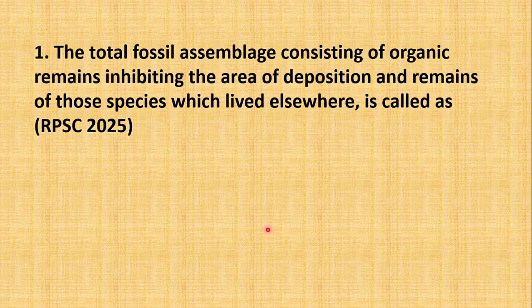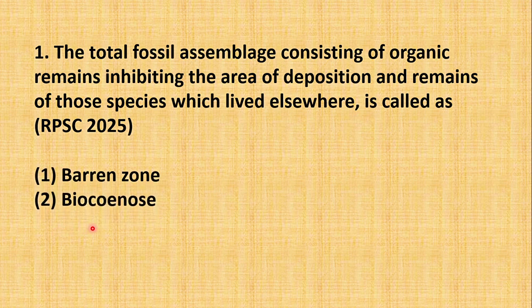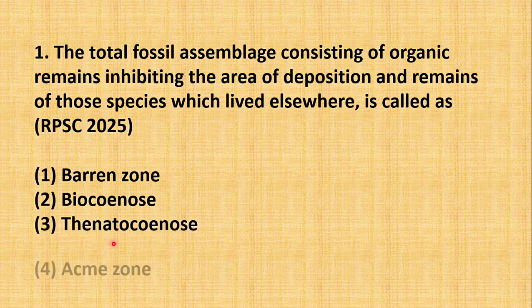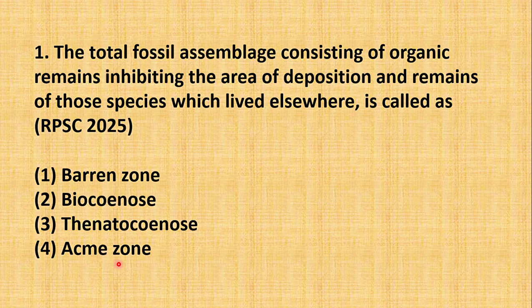So this is the first PYQ. The total fossil assemblage consisting of the organic remains inhabiting the area of the deposition and remains of those species which live elsewhere is called: option A, barren zone; option 2, biocoenosis; option 3, thanatocoenosis; option 4, acme zone. So which one is the correct answer? The correct answer of this question is thanatocoenosis.